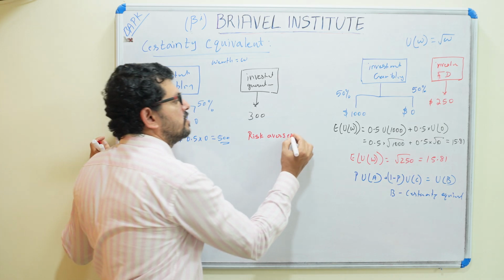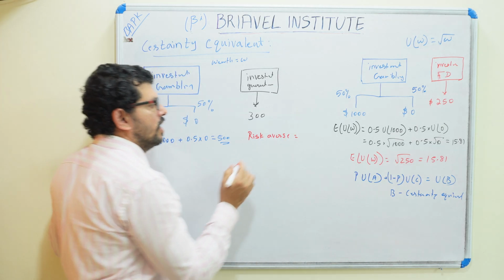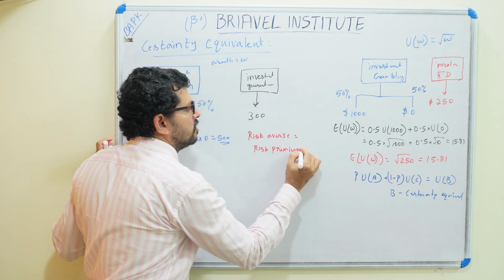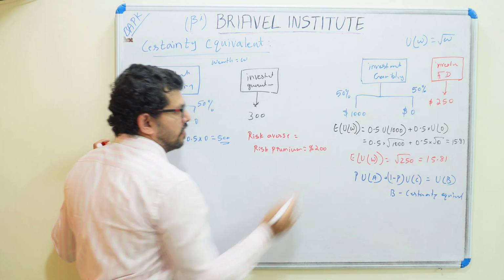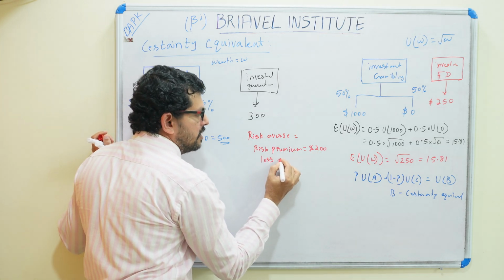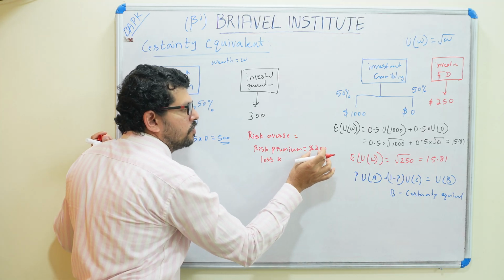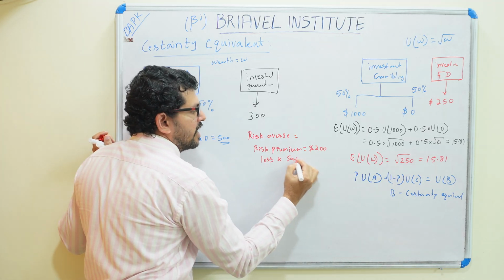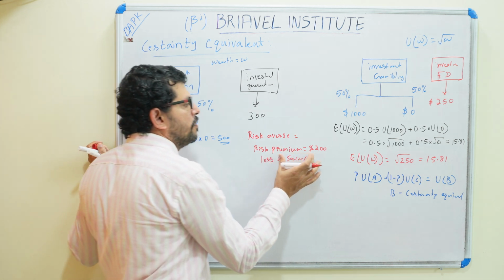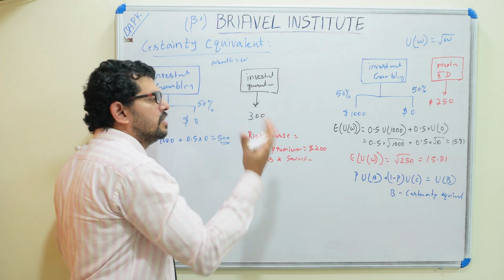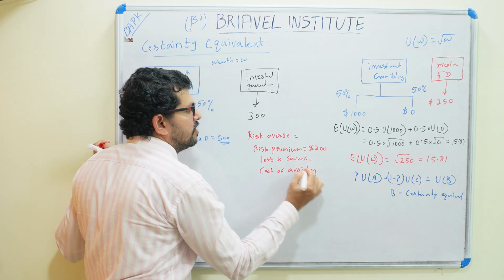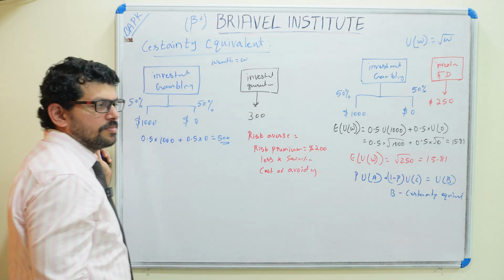So what is a risk averse investor's cost? We can call it a risk premium. He has to pay the risk premium. How much is he paying? $200. This is a loss, or he is accepting the risk. He is paying 200, sacrificing 200. This is the cost of the risk premium, the cost of avoiding the risk. How much did he pay? $200.